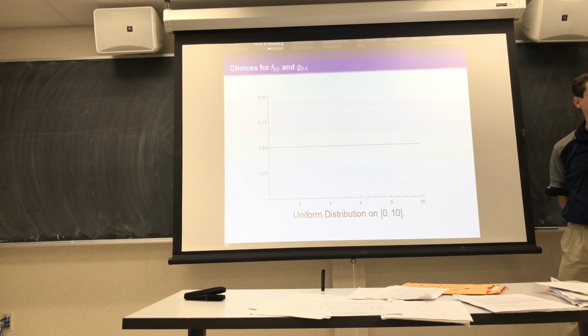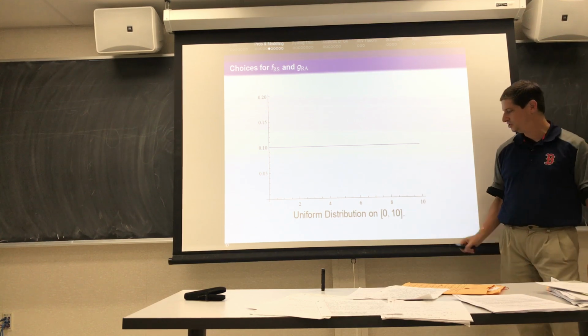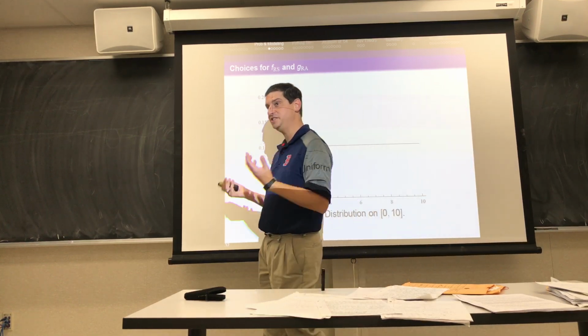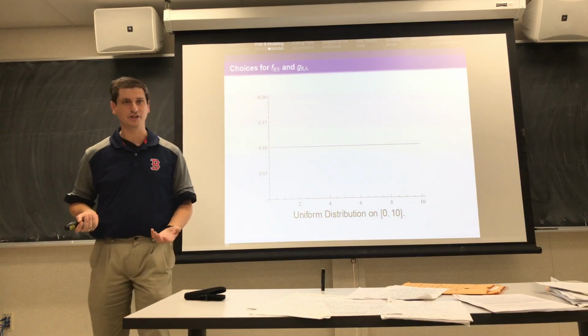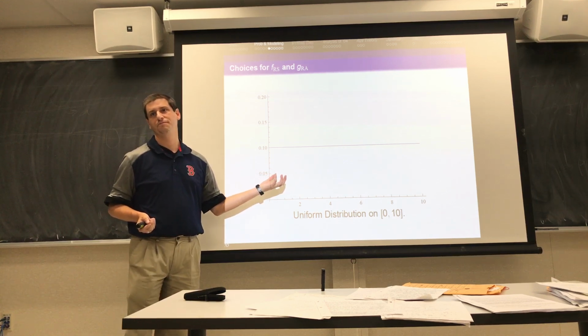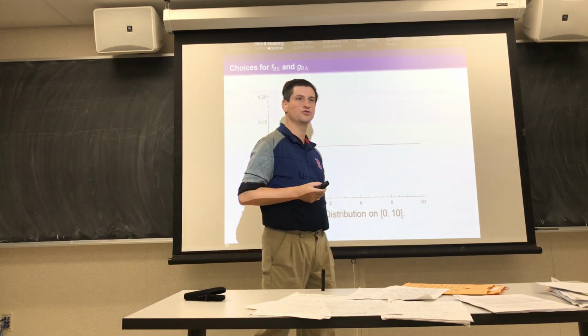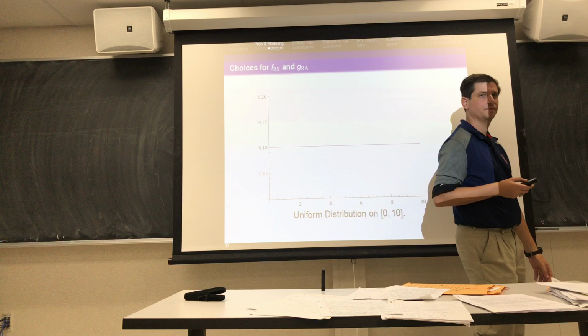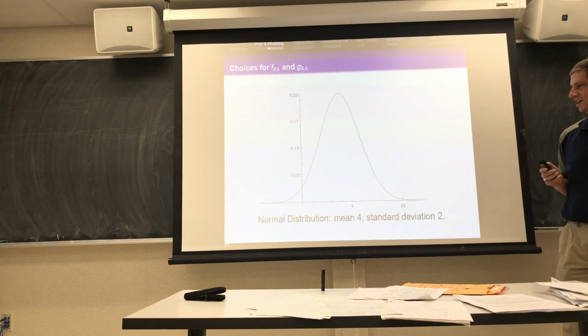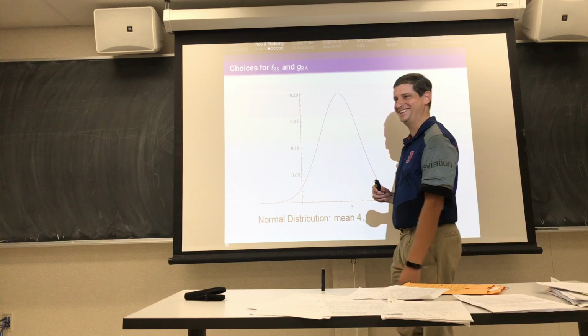Here is my first guess for runs scored and allowed in a baseball game, the uniform distribution on the interval 0-10. This is a nice distribution. It's very easy to calculate. It just doesn't describe baseball. Can anybody give me another distribution to try? Yes? A normal. A normal. And thankfully, that is the next slide.